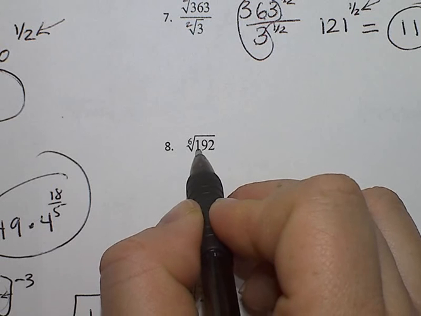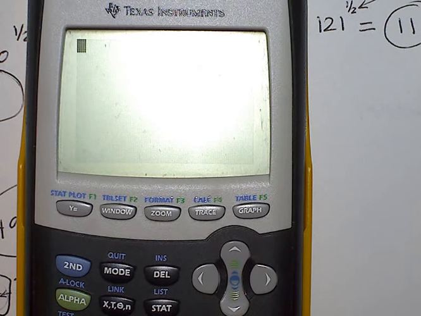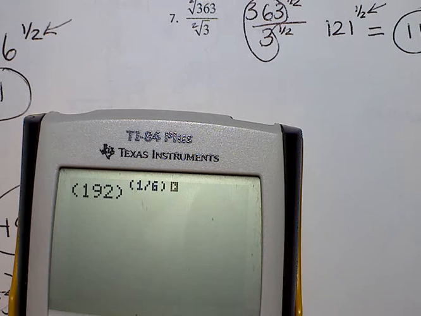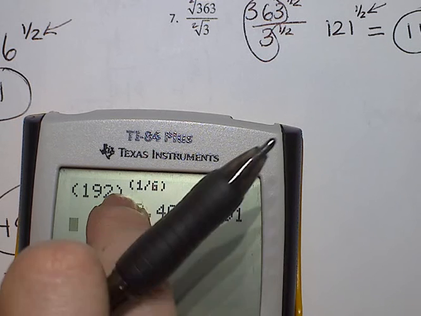The 6th root of 192. I'm not sure if it's a nice answer or if I have to break it up somehow, so let's try. We're going to type in 192 and raise it to the 1/6 power. I know there's an answer, but I'm wondering, is it a nice integer answer? The answer is no, so I need to find a way to break this apart and simplify it.